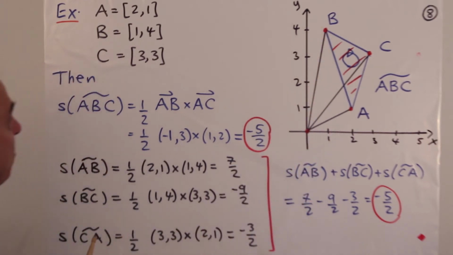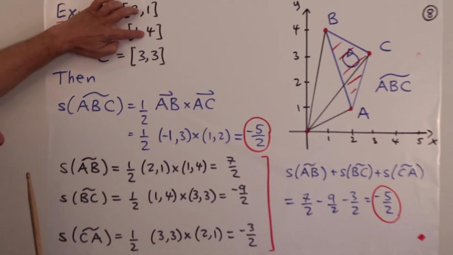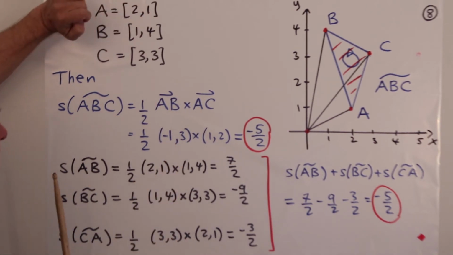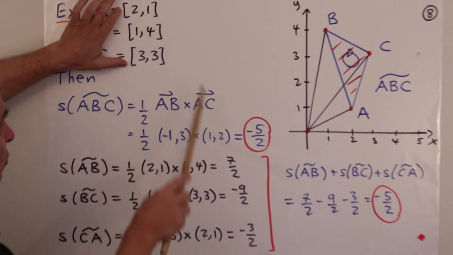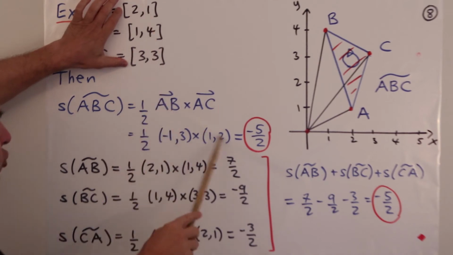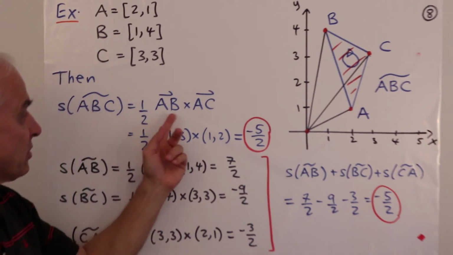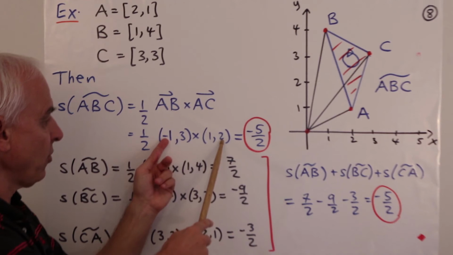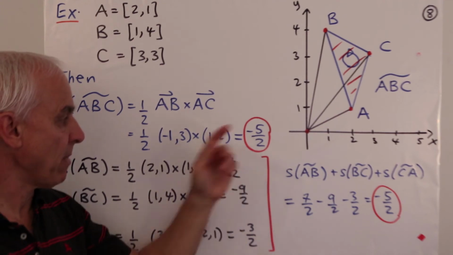Between the point A and B, we have to take the difference in coordinates. So this is 1 minus 2, that's a minus 1, and 4 minus 1 is 3. That's the vector AB. And about the vector AC, we have to take the difference between these 2 coordinate points. 3 minus 2 is 1, and 3 minus 1 is 2. So the formula for the signed area is take the cross product of these 2 vectors. That's minus 1 times 2, minus 3 times 1, so that's minus 5. We have to divide by 2. We get minus 5 over 2.